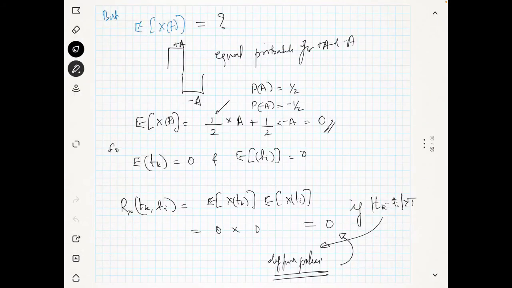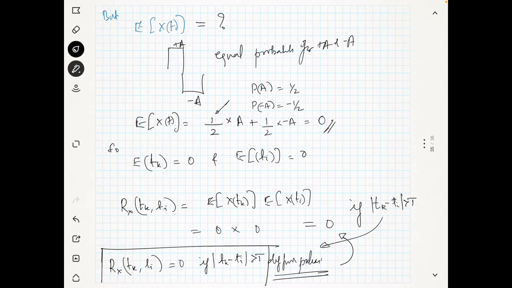So we got a good result. That means Rx of Tk comma Ti is equal to 0 if the magnitude of Tk minus Ti is greater than capital T. Okay, this is one part. But what will be the situation if we are observing at the same time instant?